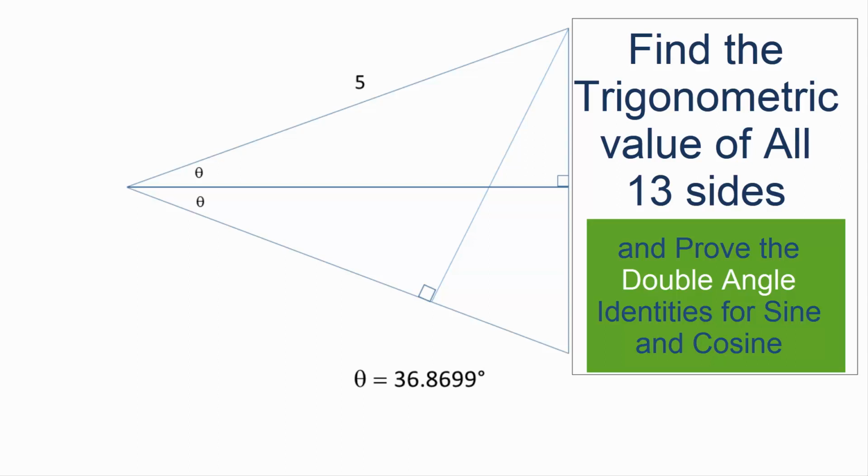In this video, we're going to find the length of all sides of the figure and in the process prove the double angle identities. So we start with a right triangle and we'll just reflect that right triangle so that we can take a look at the double angle identities. So it's theta on the top and theta on the bottom, and the hypotenuse is 5.